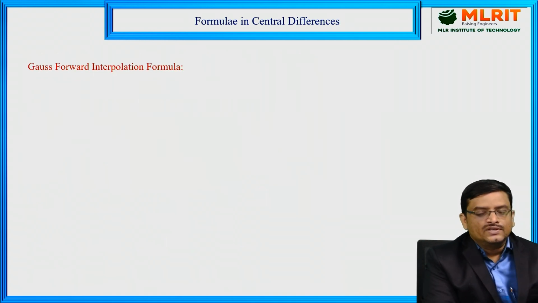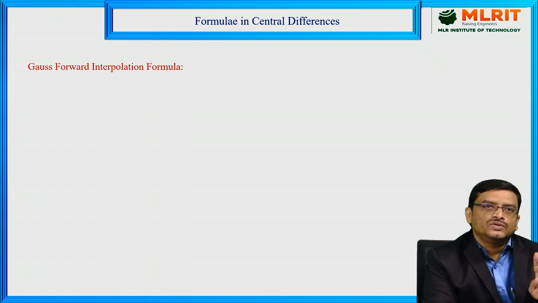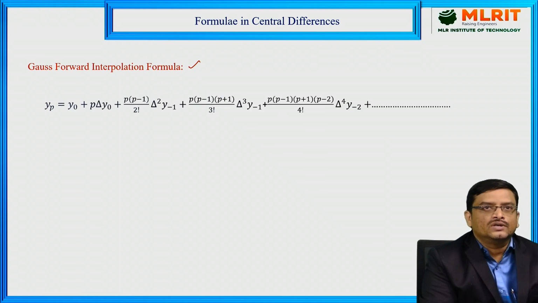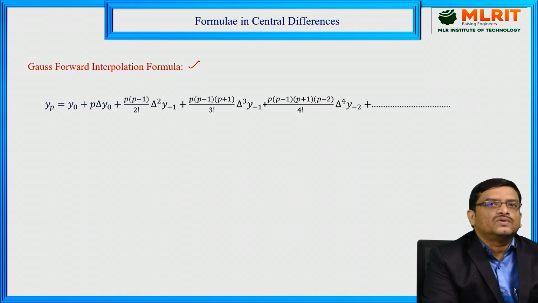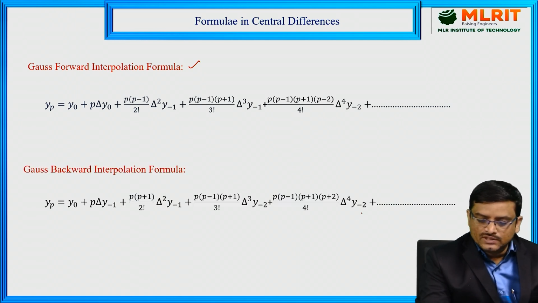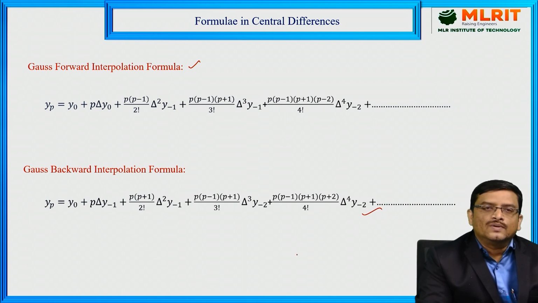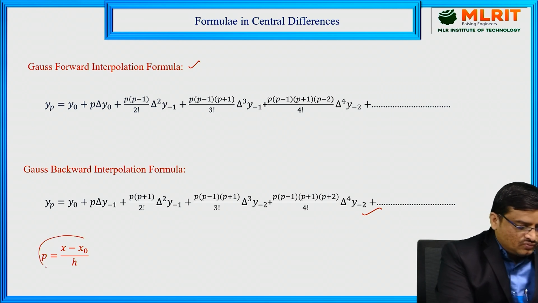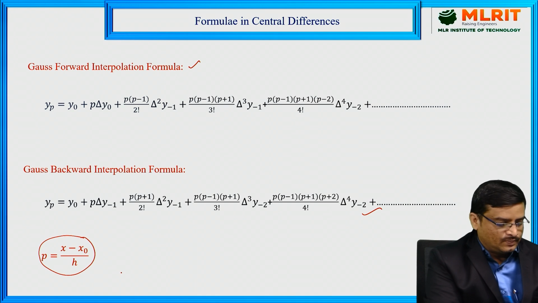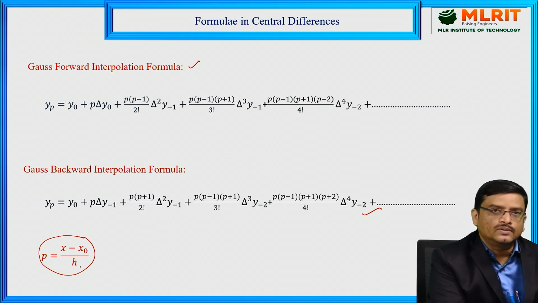In the central difference concept, we have two interpolation formulas. One is Gauss forward interpolation and the next one is Gauss backward interpolation. Now this is the standard formula used to apply Gauss forward interpolation here. And this is the Gauss backward interpolation formula. And this is the formula to find the values for both Gauss forward and Gauss backward interpolation, that P is equal to x minus x0 by h.